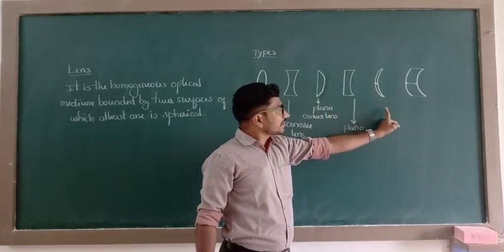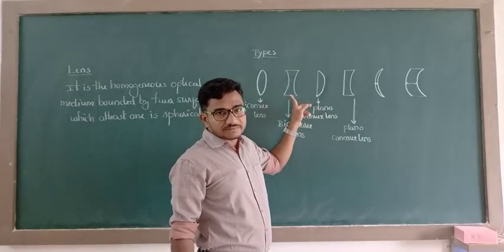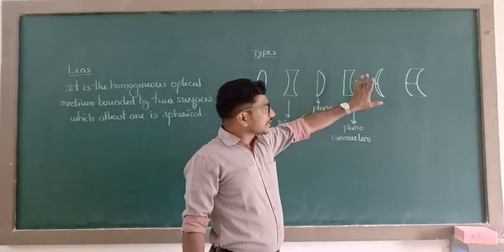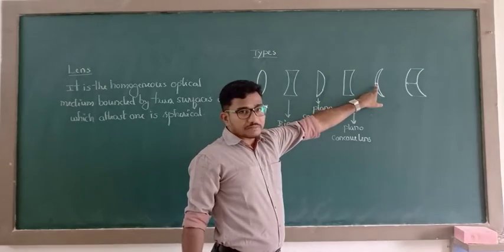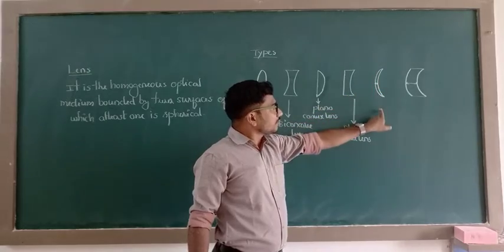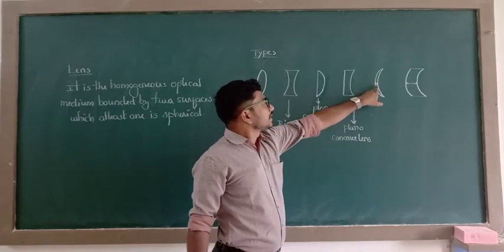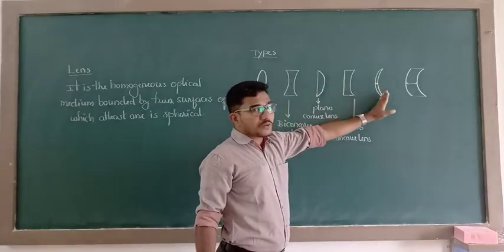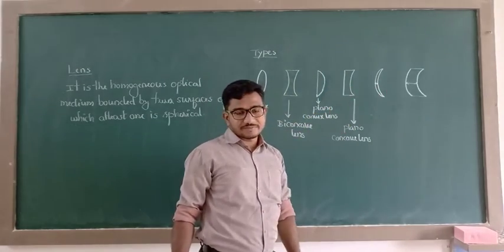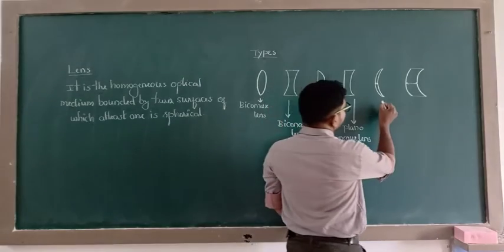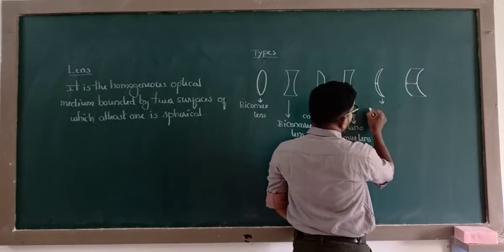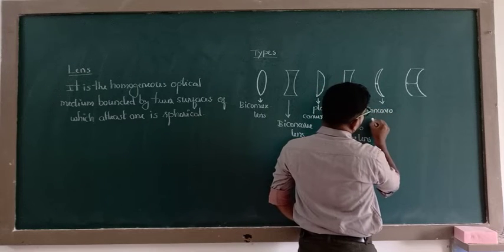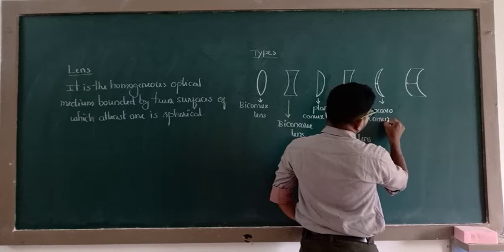But this shape is like a concave lens. Actually it is a convex. But thickness at the middle is minimum. And hence name of this combination is concavo convex lens. So name of this combination, concavo convex lens.